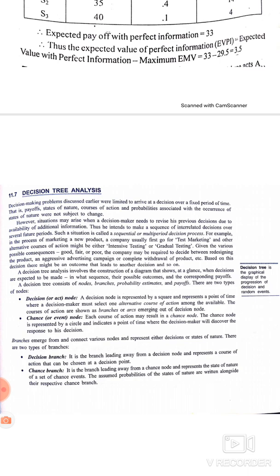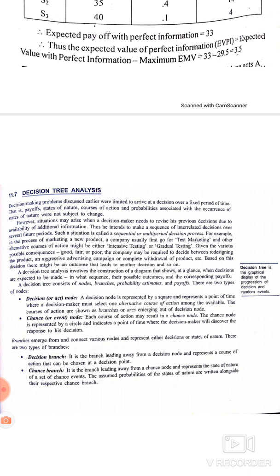It should be noted that a decision tree is derived from the physical appearance of the usual graphic representation of this technique. A branch is used for each alternative, and sub-branches for each possible outcome of a chance event that can occur from the alternative. So a decision tree consists of nodes, branches, probability estimates, and payoff. There are two types of nodes, that is the decision node, or the act node, and the chance node.